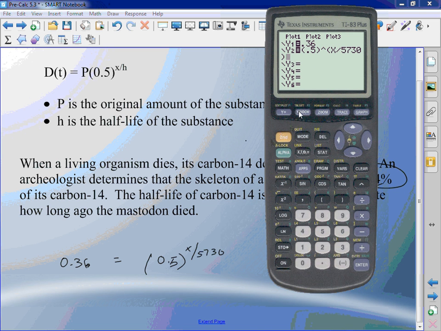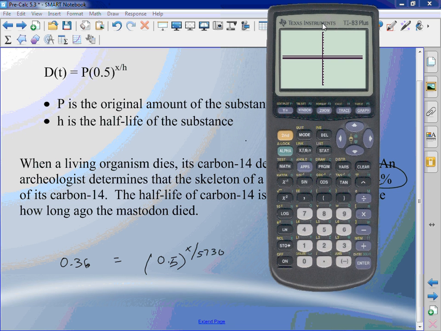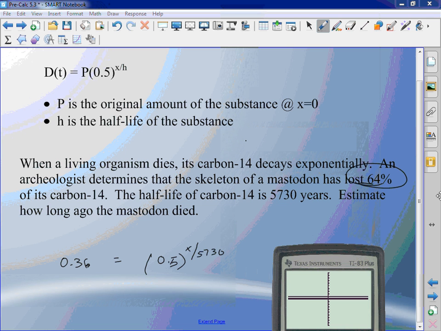If I do zoom 6, really don't see much, right? Except for 2 straight lines. Let's think for a second. What is this problem talking about? The death of a mastodon, which lived thousands of years ago. Like, how long ago? We're in the year 2011. So we might need to look a little bit further back.